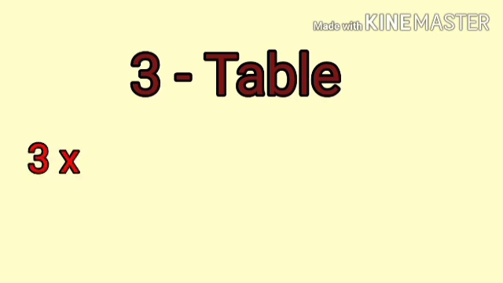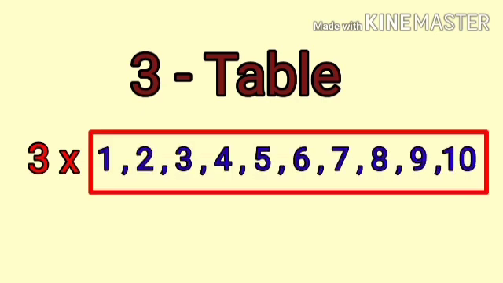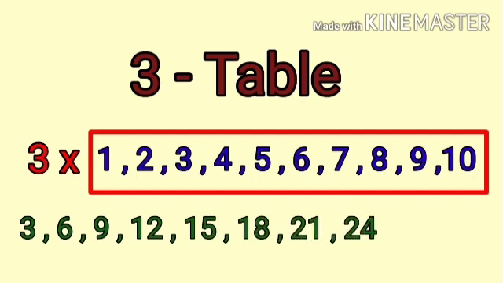By multiplying 3 with the first 10 counting numbers, those are 1, 2, 3, 4, 5, 6, 7, 8, 9, 10, we get the following products. These are 3, 6, 9, 12, 15, 18, 21, 24, 27, 30. Understood children? Let us see how we get these products using the 3 table.